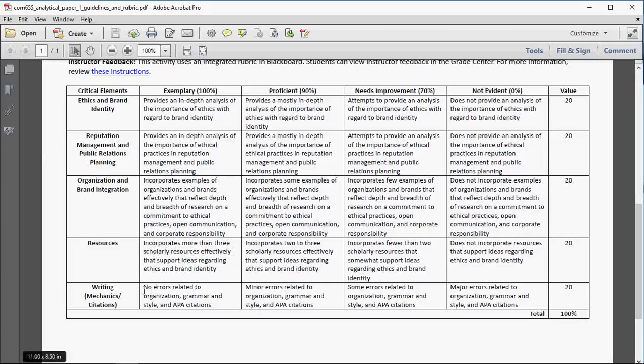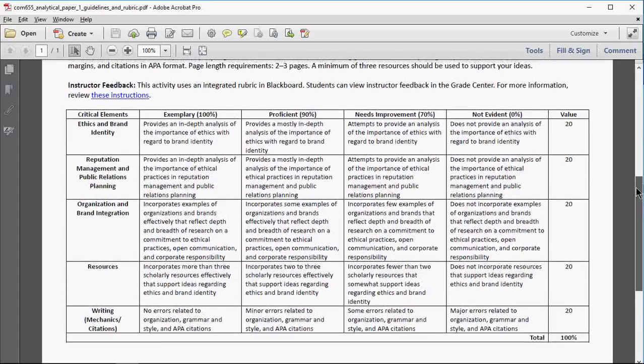And the categories on writing and mechanics: no errors, minor errors, some errors, major errors. So we've got exemplary, proficient, needs improvement, not evident. And this first one provides an in-depth analysis. Proficient provides a mostly in-depth analysis. Needs improvement attempts to provide an analysis, and not evident does not provide an analysis. Okay, so that is basically how you do it.